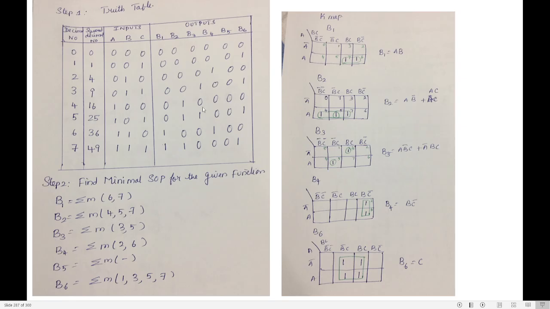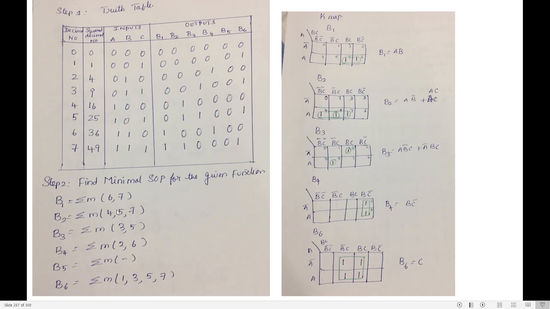Go to B3. B3 has 2 terms, one in the 3rd position, the other in the 5th position. So 3 and 5. Go to B4. In B4 you have ones here and then here. There are 2 ones, one in the 2nd position and the other in the 6th position. So 2 and 6. Go to B5. Check the ones. There is no 1. So I have given no minterm for B5. Go for B6. There are 4 ones: position 1, position 3, position 5 and position 7. So 1, 3, 5, 7. Done.